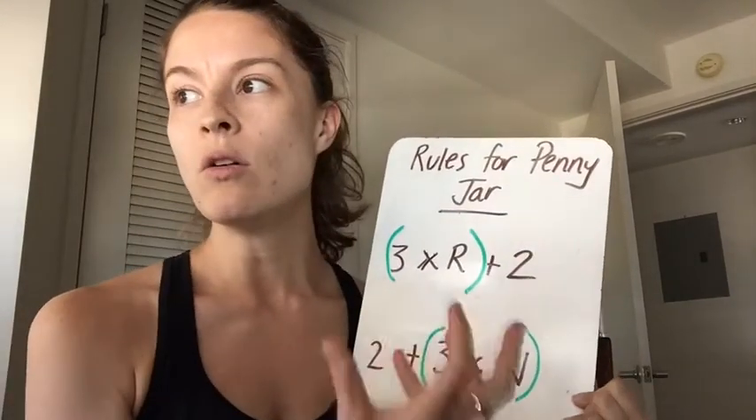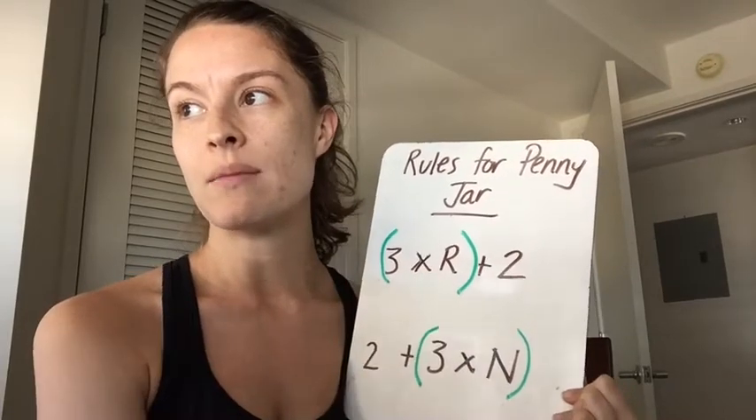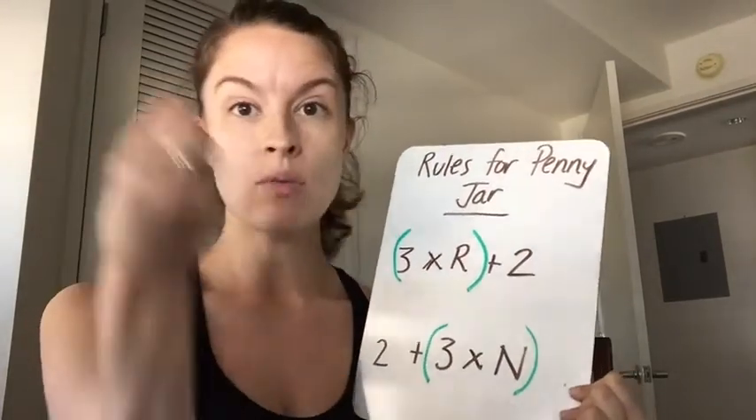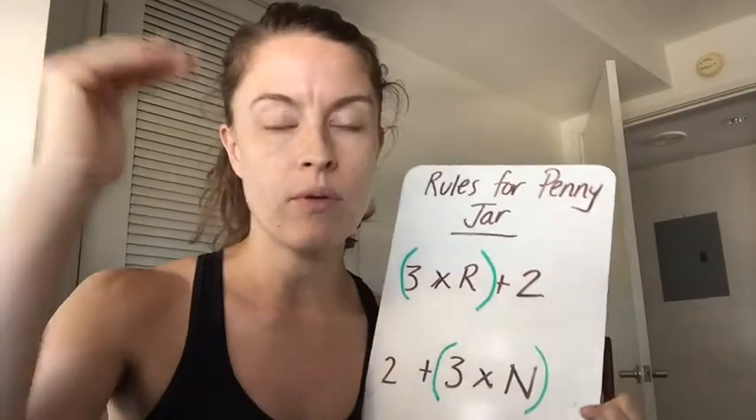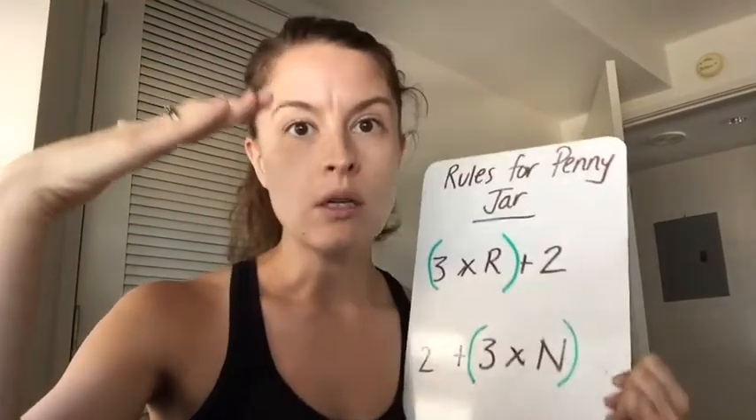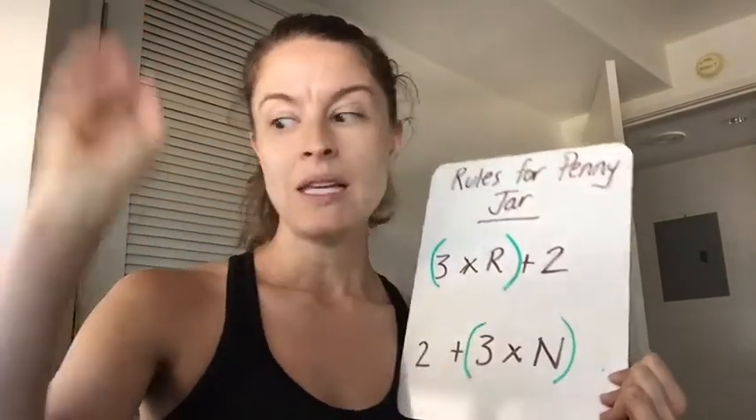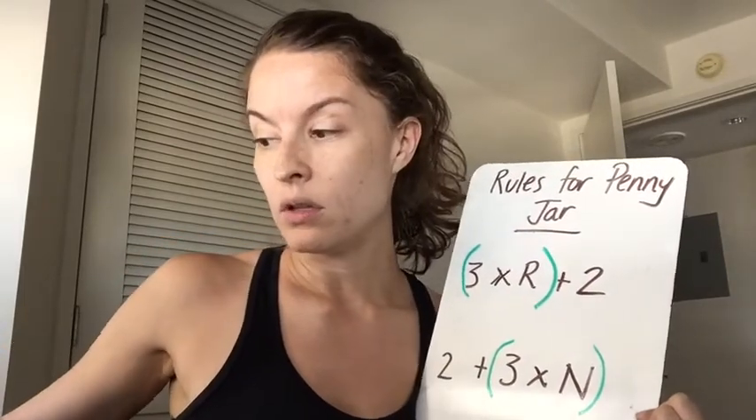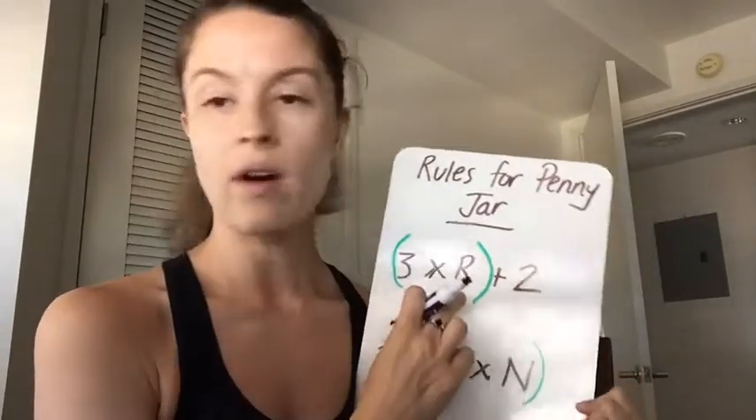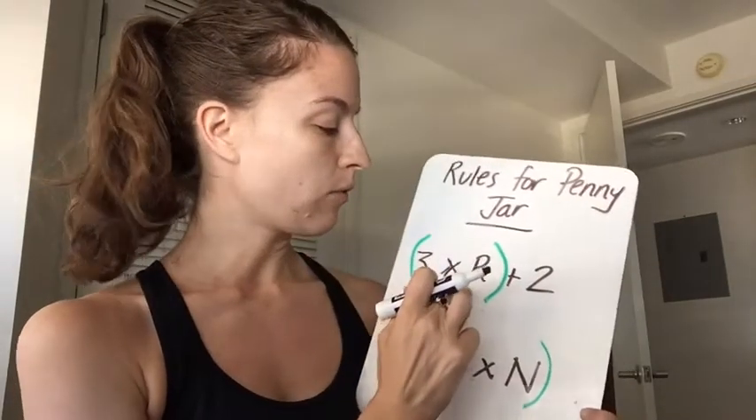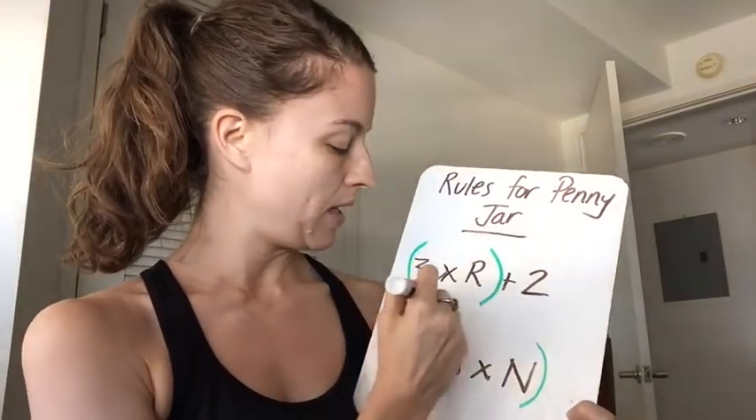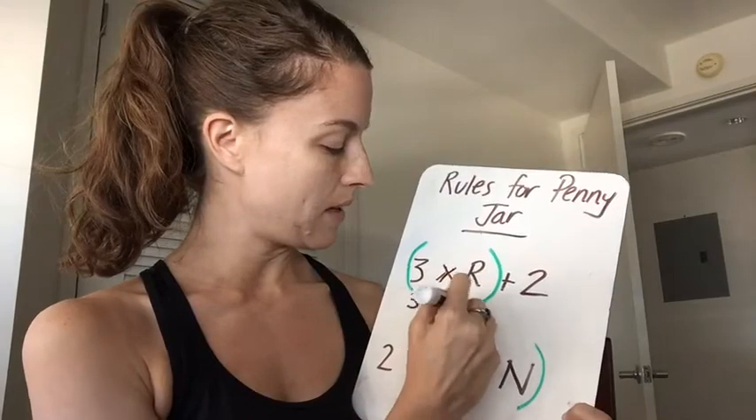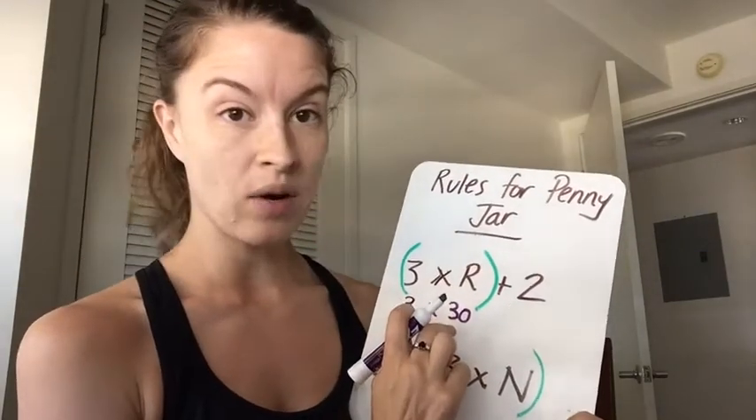So now looking at it like this, I can think to myself, I can jump to the round I want. I don't have to start from round 1 going plus 3, plus 3, plus 3, plus 3. Let's say I want to do round 30. All I have to do is put a 30 where the R is. So instead of writing R, I would just go 3 times 30, because that's the 30th round I want to find out.